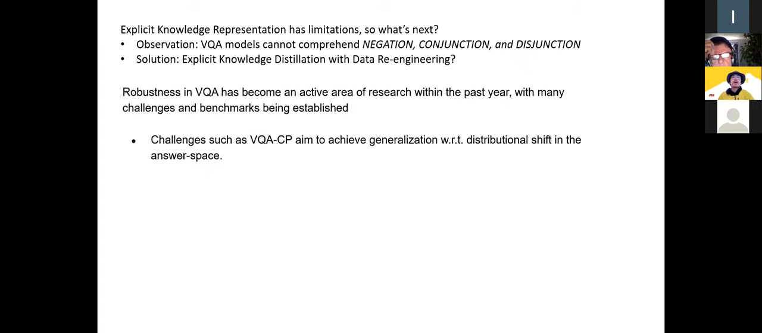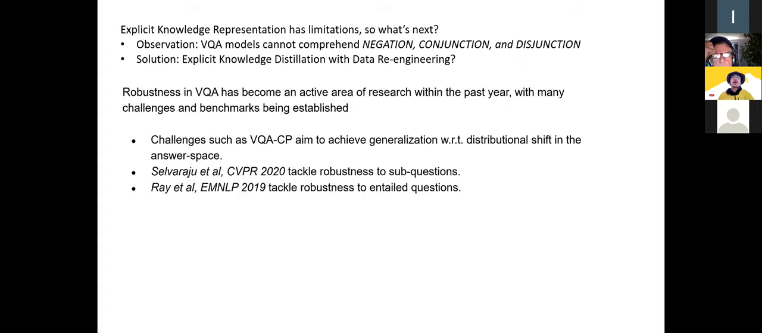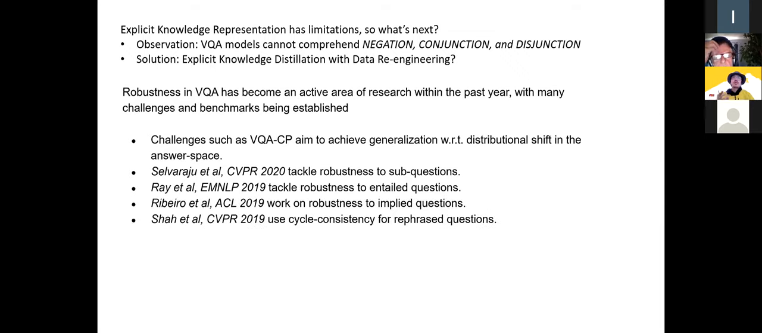This work is one part of a vast amount of work, which is an active area of research within the past year, with many challenges and benchmarks being established. I'm going to name a few of them from the prior work and our work. We want to argue this opens up a new dimension of research by training models to be robust to logical transformations of questions.